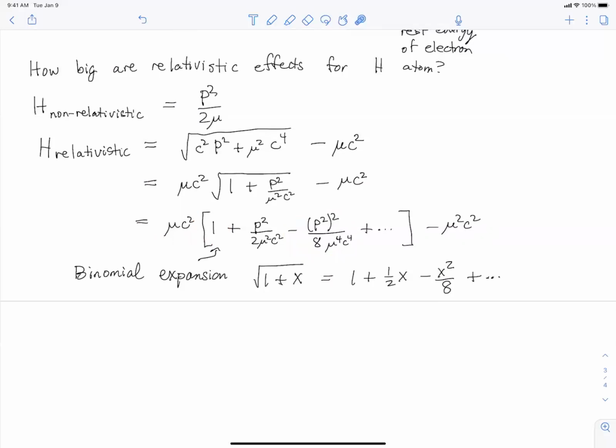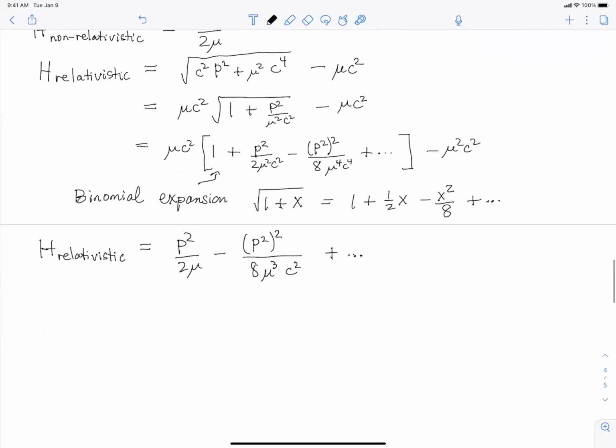Okay, so let's write that down. H relativistic equals p squared over twice the mass. That's the non-relativistic answer. And so the correction is minus p squared squared over 8 mass cubed c squared. And I'll write plus dot dot dot to remind us there are terms we're neglecting. Okay, and so all of this is the change in the energy due to relativity.